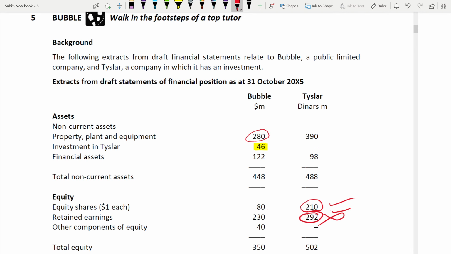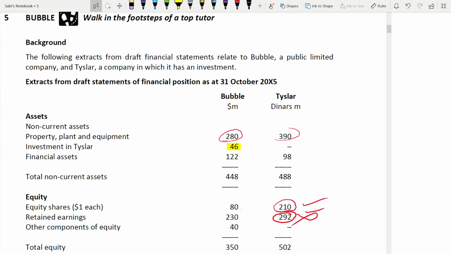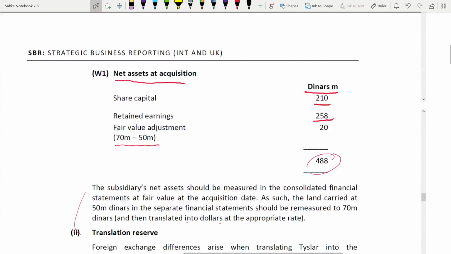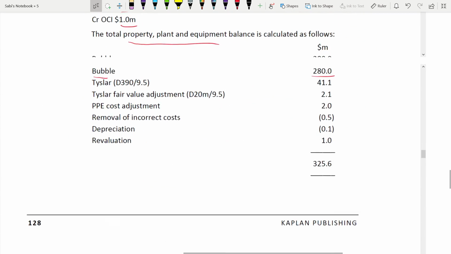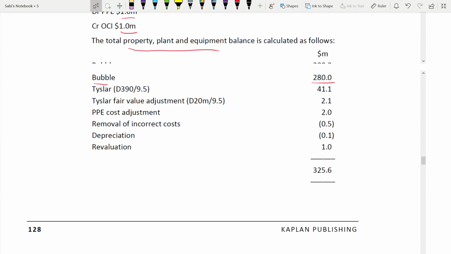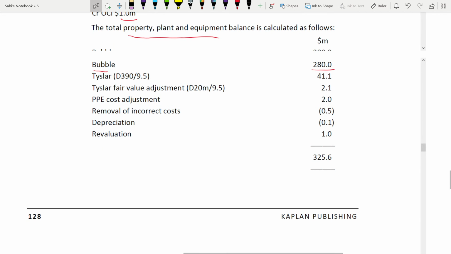Tyler was in dinar, whatever is in dinar, we have to take it into dollar. Okay, so this 390, which is in dinar, we have to convert into dollar before we take it. And at which date? 31st October 2005. The rate is 9.5. So here, Tyler's 390 from that balance sheet, we divided by 9.5 and we took this.